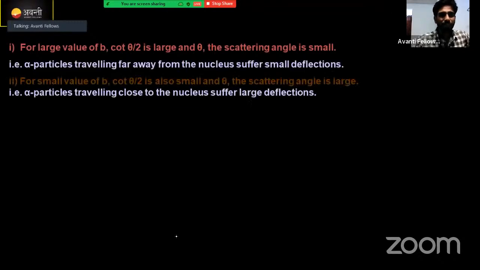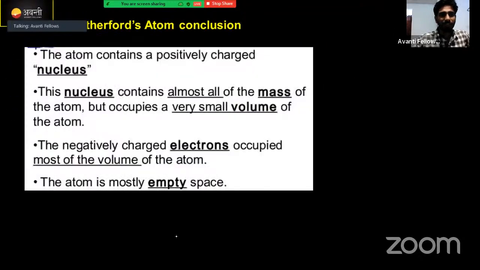It is enough, guys. Today, nothing more. Okay, the last point I'm going to dictate here. What are the things we learn in the Rutherford atomic model? First, the atom contains a positively charged part. We call that the nucleus. That's why the alpha particles are reflected back. Second, the nucleus contains almost all of the mass, which means the maximum amount of mass is present inside the nucleus only, and it occupies a very small volume.